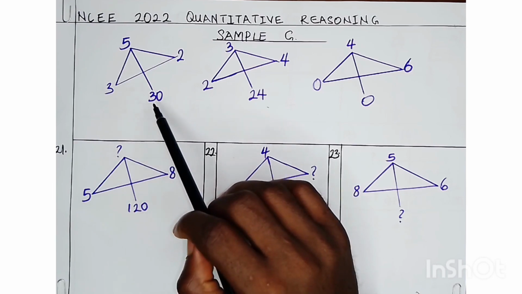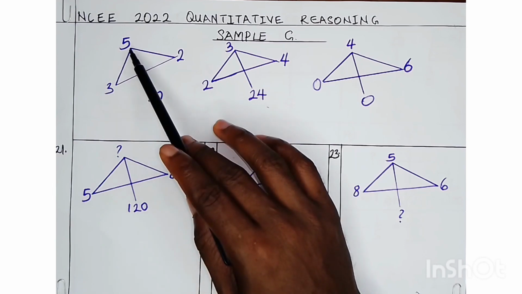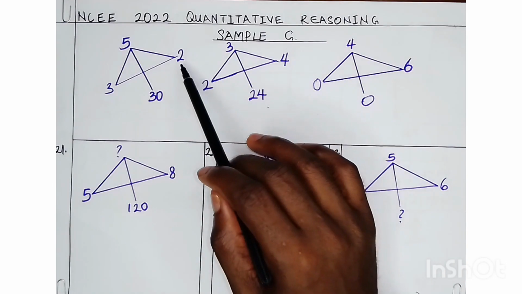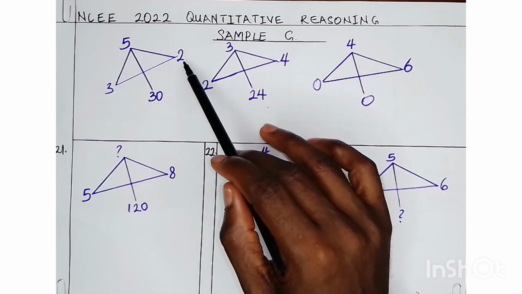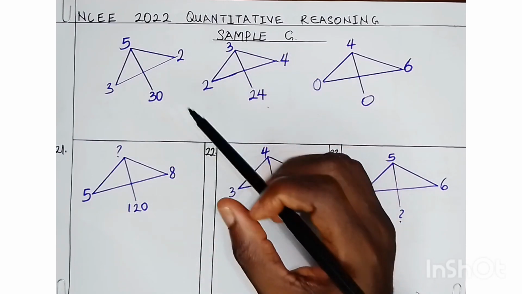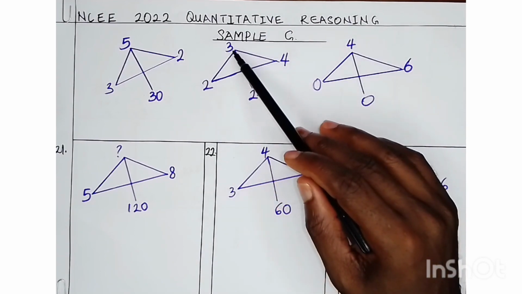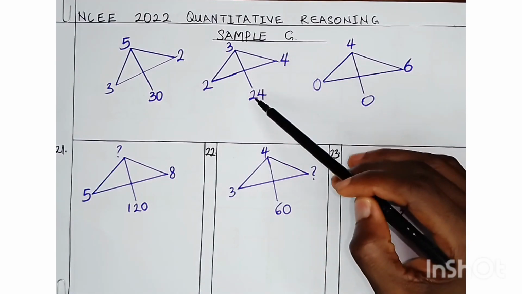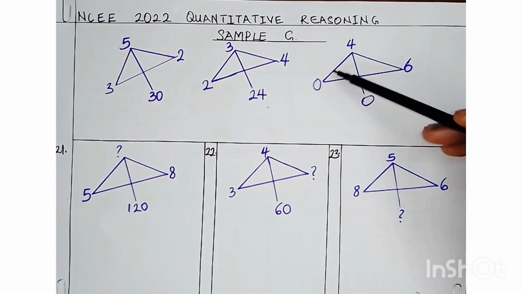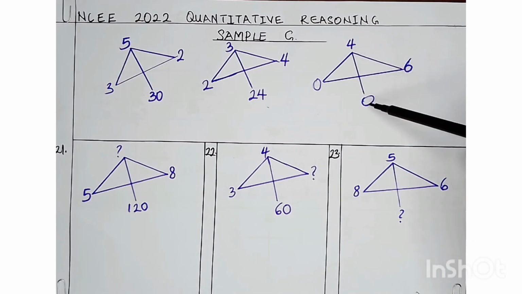So 30, what can we do? We have 3 times 5. 3 times 5 is 15. And 15 times 2 is 30. Or we could even do 3 times 2 is 6, and 6 times 5 is 30. So this is just a simple multiplication. Let's confirm with the other sample. So 2 times 3 is 6. 6 times 4, 24, correct. 0 times 4 is 0. And 0 times 6 is 0. So we just multiply the 3 and we have an answer.